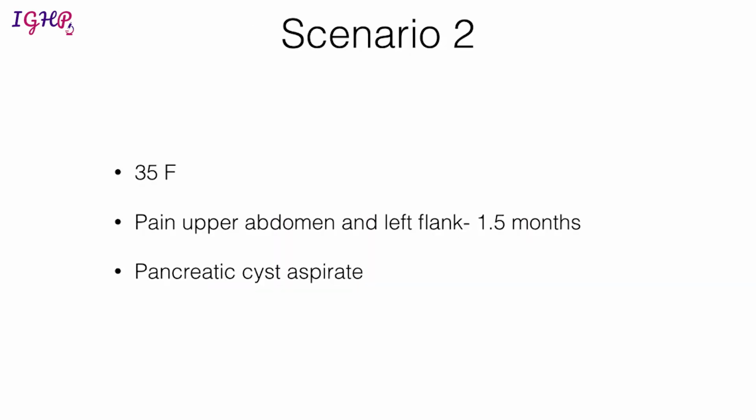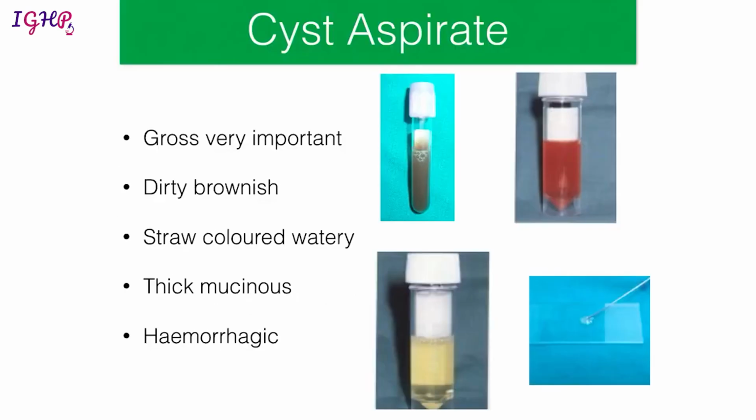Now with this we move to scenario number 2, in which we will be discussing a 35-year-old female. This is again a made up scenario in which we will discuss the morphology of different types of cysts and how we are going to categorize them further. So a 35-year-old female, pain upper abdomen in the left flank for 1.5 months, and this is the pancreatic cyst aspirate. So first and foremost, what is the morphology of the cystic aspirate? The gross of the cyst aspirate is very important.